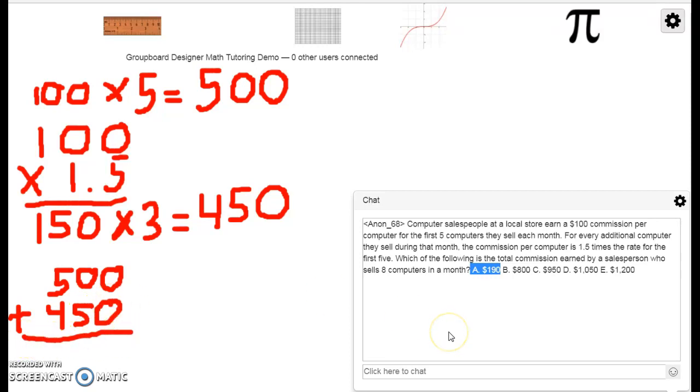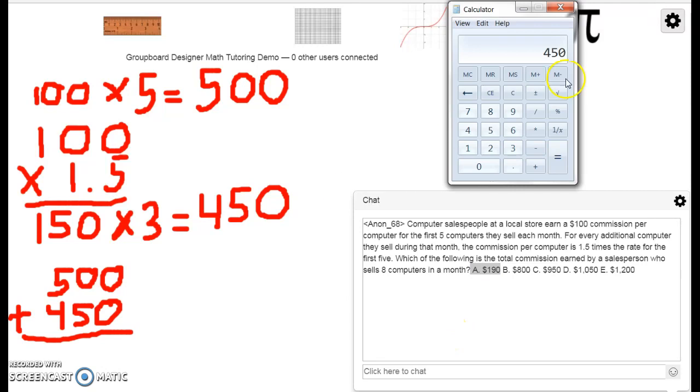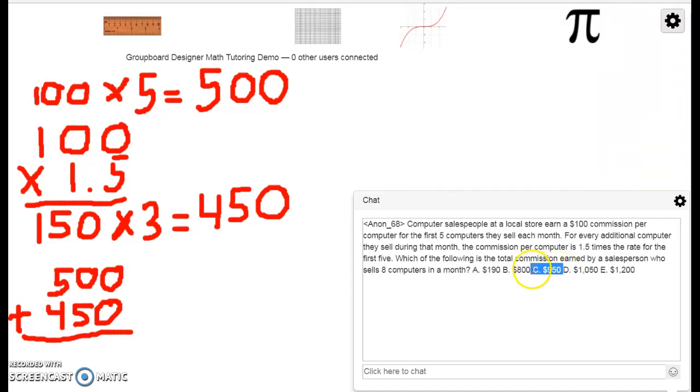So if you look at your answers, I'm going to bring up the calculator for you. We're just going to add those two together. You can probably do this in your head, but I'm going to do it on the calculator anyway. This is going to show us that our answer should be C, $950, and it shows us how we got that answer of C. So if you got a different answer, I want you to think about what you did to get the different answer.